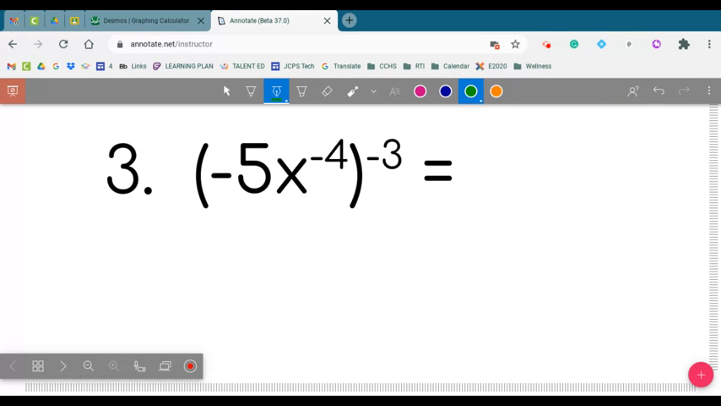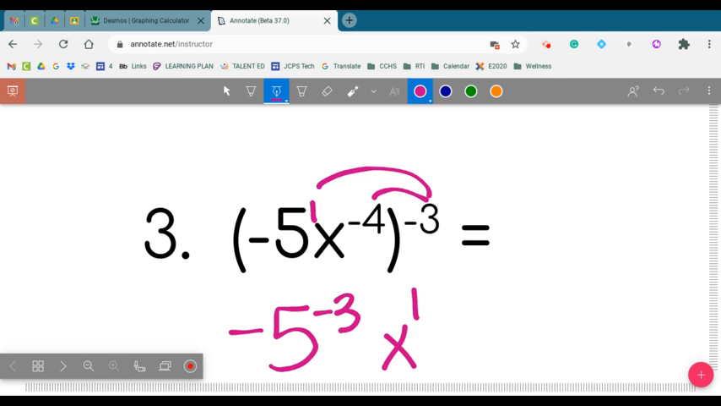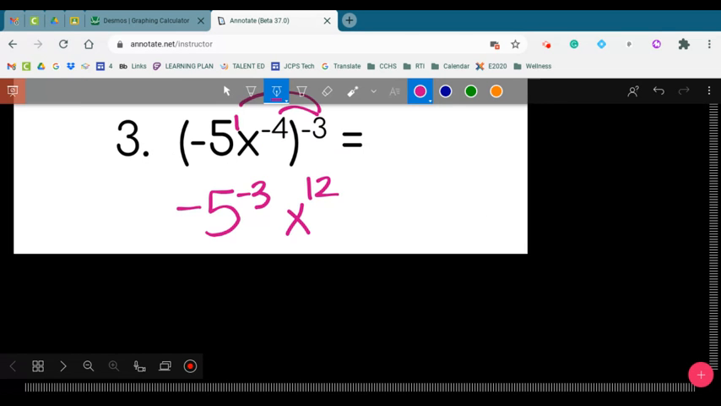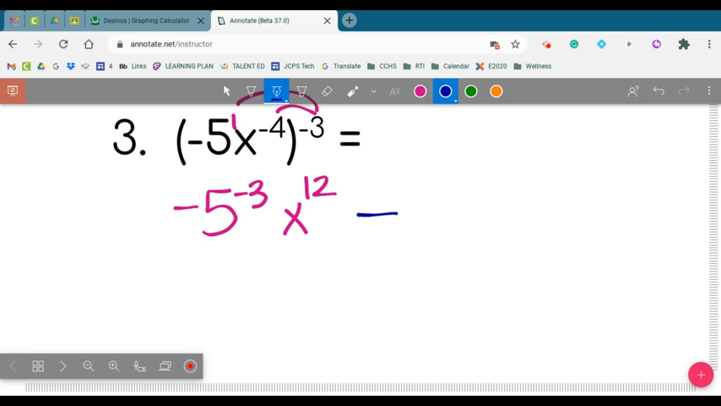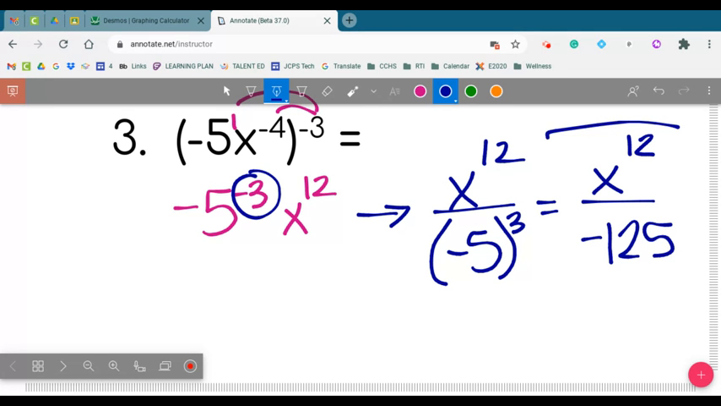Number 3. Okay, so this is our power rule. So I got to distribute this 3. Get negative 5 to the negative third and x to the 12th because negative 4 times 3 is 12. So I don't want this negative exponent. So the x to the 12th can stay on the top. And then the negative 5 to the third, that 3 becomes positive, goes to the bottom. So I'm going to get x to the 12th over negative 125, which is negative 5 cubed.